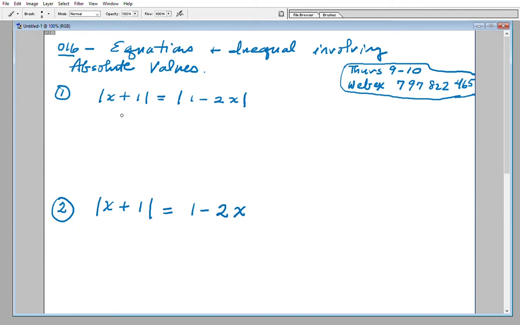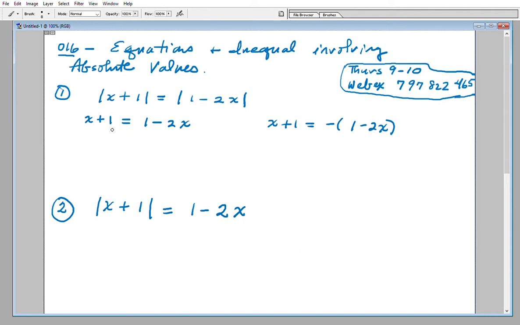All right, so let's do this one. Like I said, they're all done the same way. We end up with two equations. One equation would be x plus 1 equal to 1 minus 2x. And the second equation is x plus 1 equal to the negative of the right-hand side. So either they're equal or one is equal to the negative of the other. And we just solve and we get two solutions.